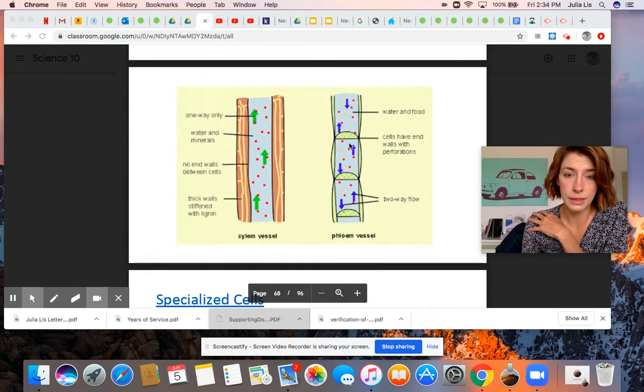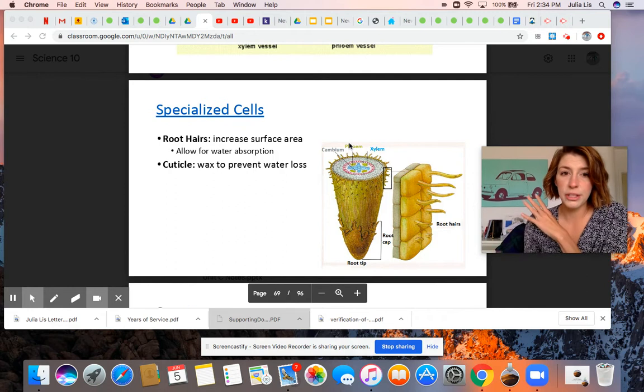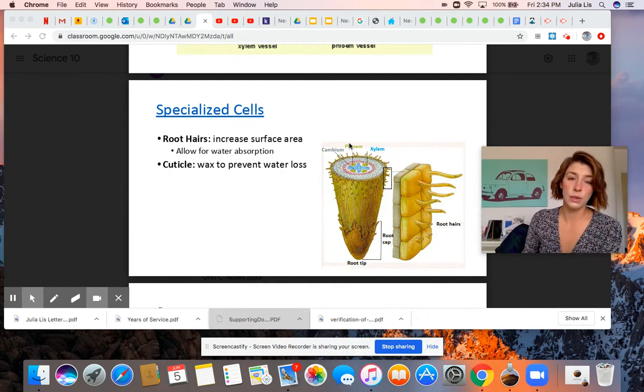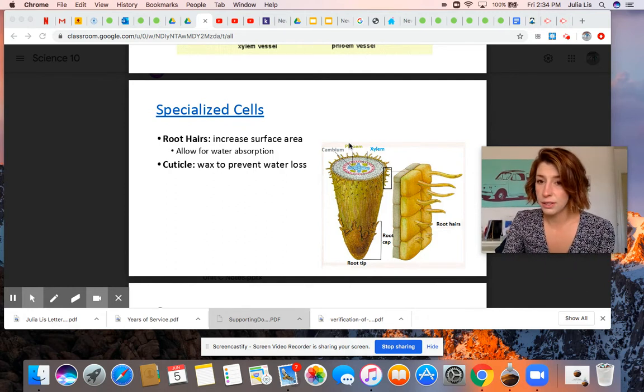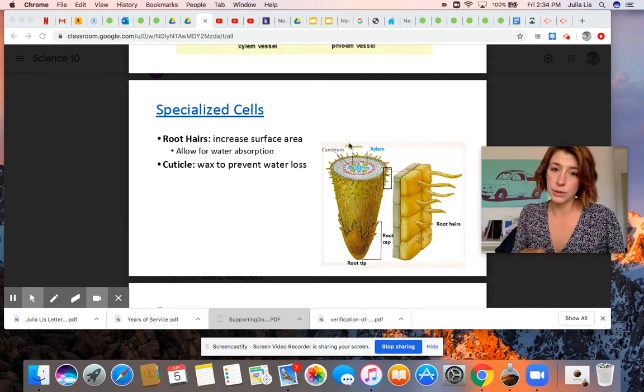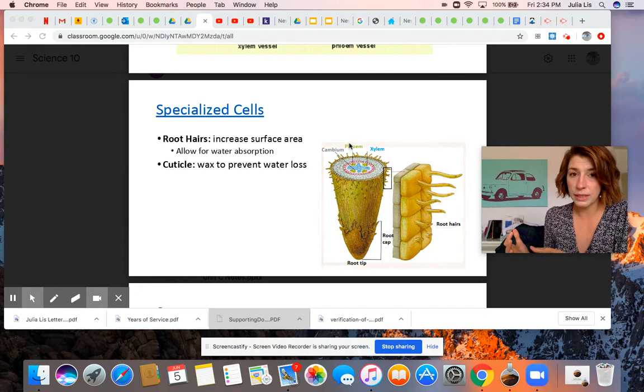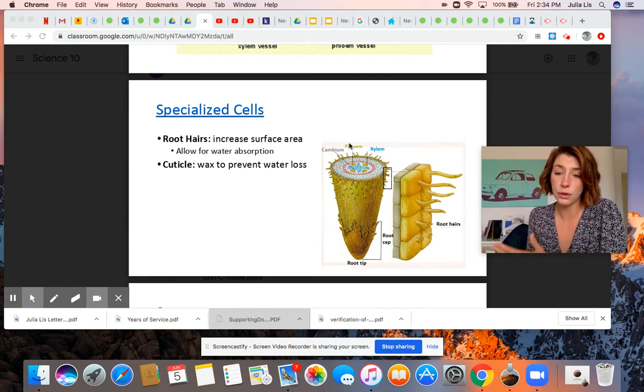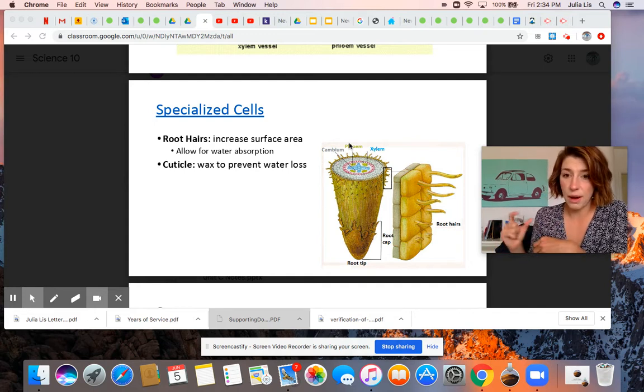Some specialized cells that are kind of cool: there are lots of root hairs that allow for an increase of surface area. Underground in the roots there are little root hairs, like finger-like projections, that help with water absorption. The cuticle is also very important. It's kind of a specialized cell, and plants will adapt to their environment, and their cuticle will vary. The thickness of that waxy layer depends on the environment.